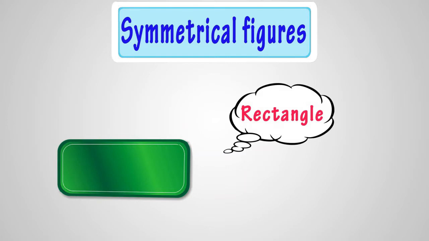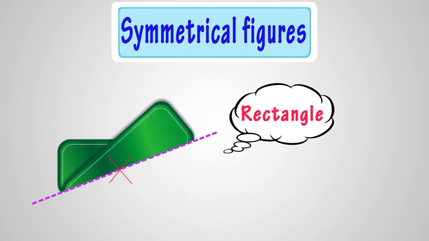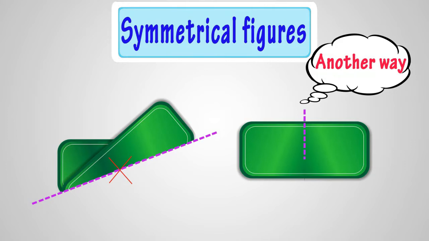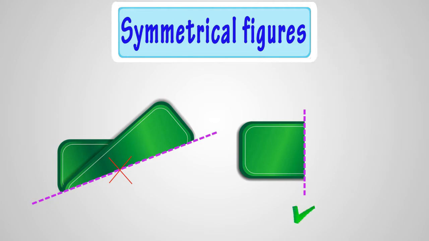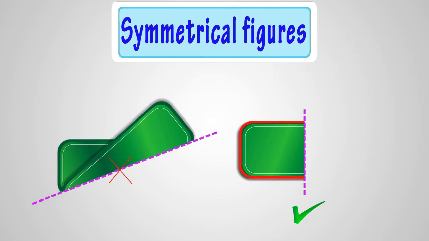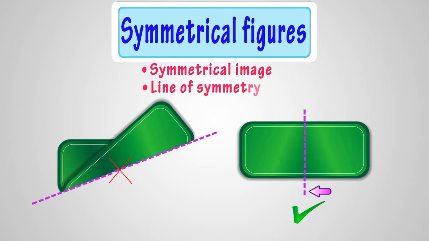Here is a rectangle. Let's fold this rectangle halfway. If we fold it here, it does not work. One half does not cover the other half. So let's try another way. Let's fold it this way. Yeah, if we fold it here, it works. That is, one half is completely covering the other half. So we got to know that this figure is symmetrical, and this line of fold is the line of symmetry.